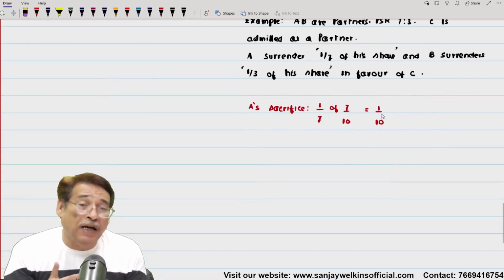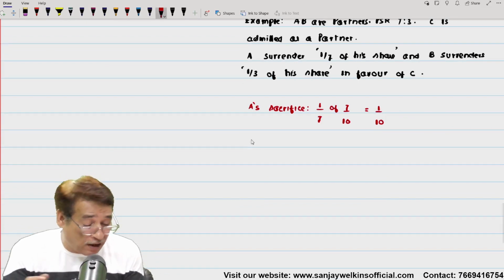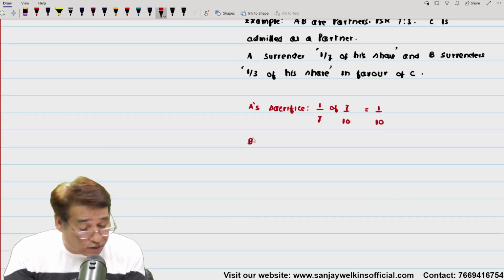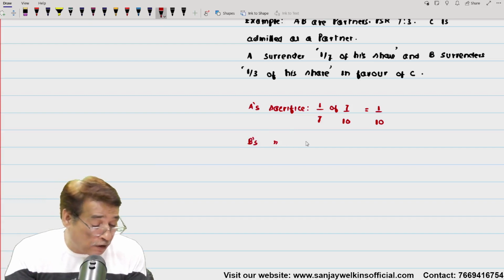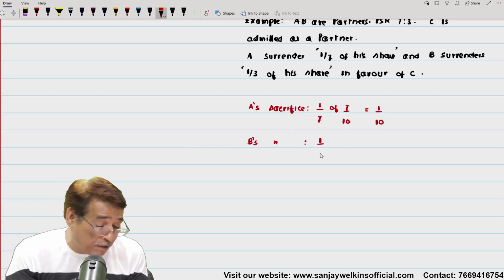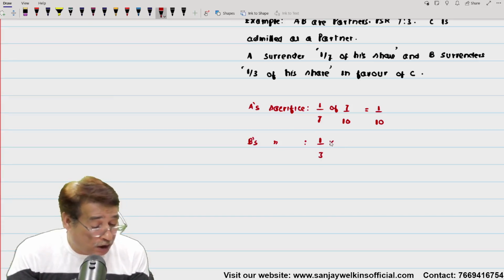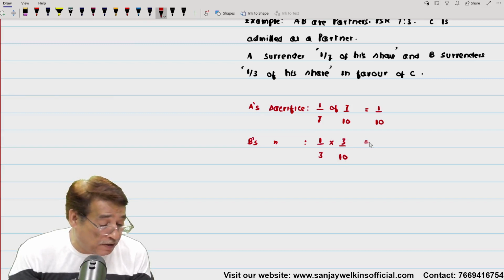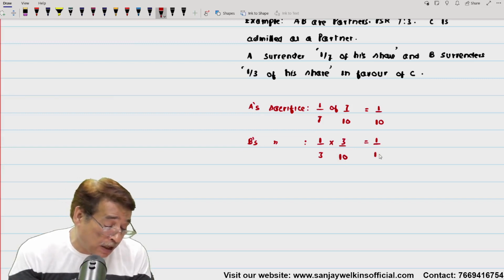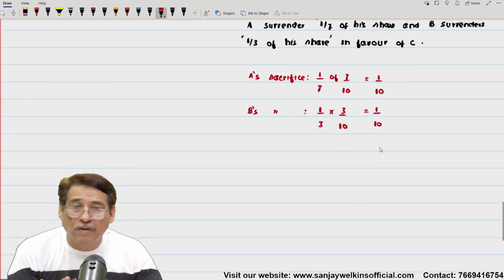So now we can say that A has sacrificed 1 by 10. Likewise, it is given in this question, B's sacrifice. Now, what will be the B sacrifice? It is given that B has sacrificed 1/3 of his share. Now, his share is 3 by 10. So 3 will cancel. That means B is also sacrificing 1 by 10. Is it clear to you?